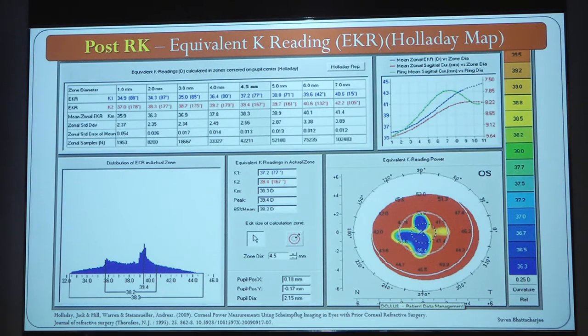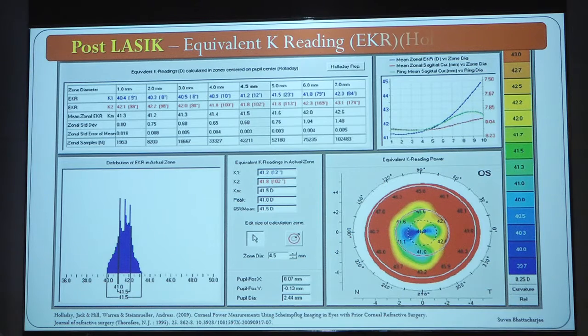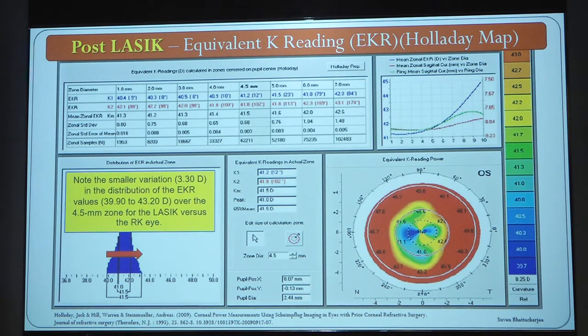So EKR, if you look at post-RK eyes, the variation within the same 4.5 millimeter zone is almost 12.7 diopters. So that is what needed to be taken into account. But this is not so relevant now because the other formulae have taken care of this. In post-LASIK, that variation is much less. It's 3.3 diopters in the same 4.5 millimeter zone. Again, this is more of historical interest.